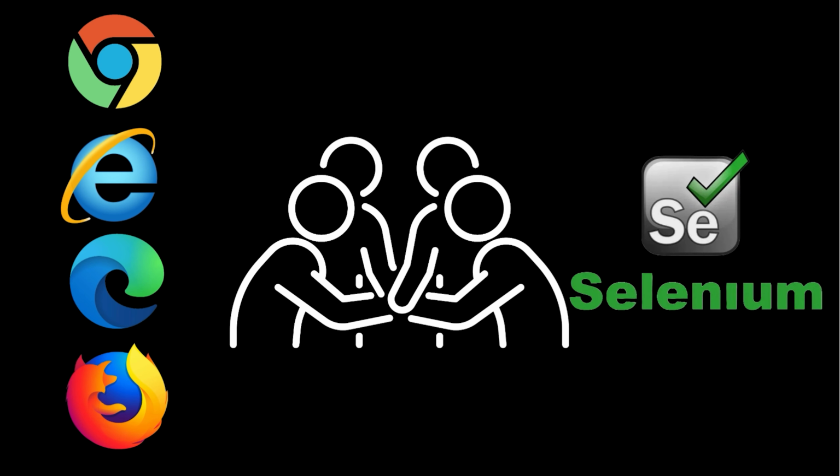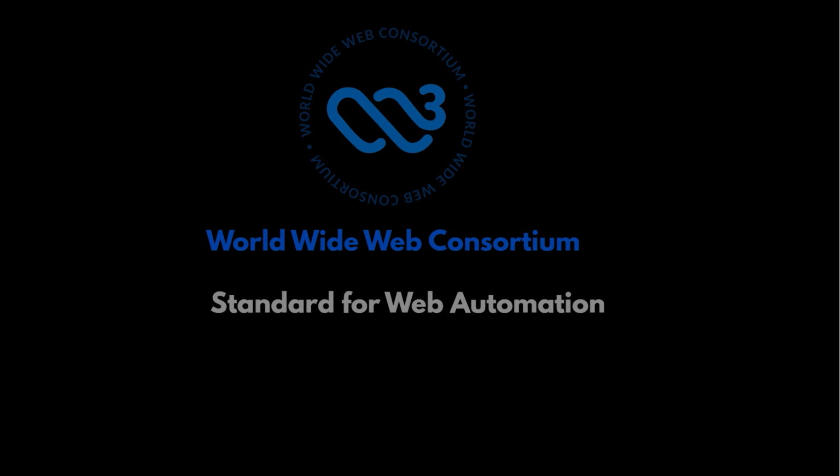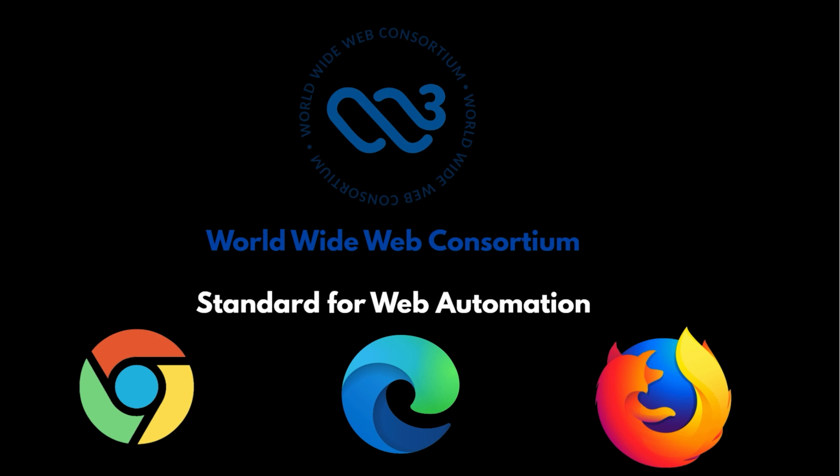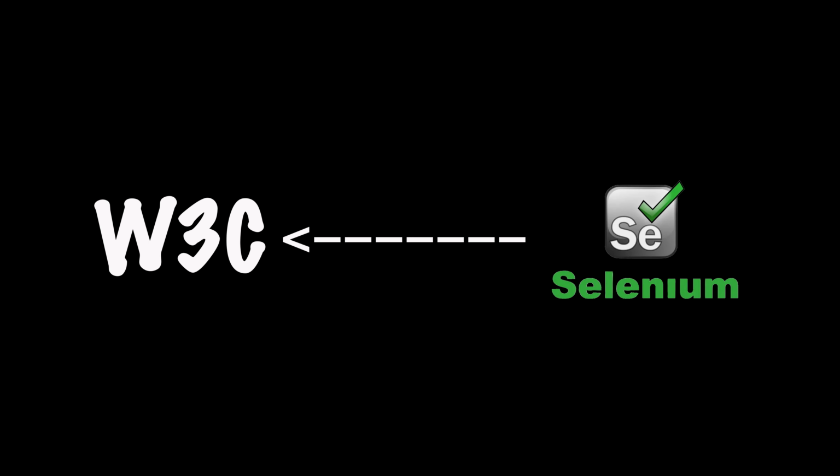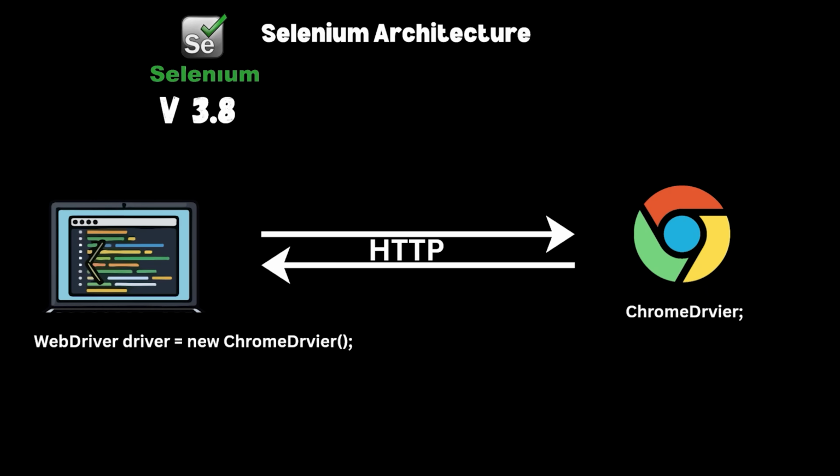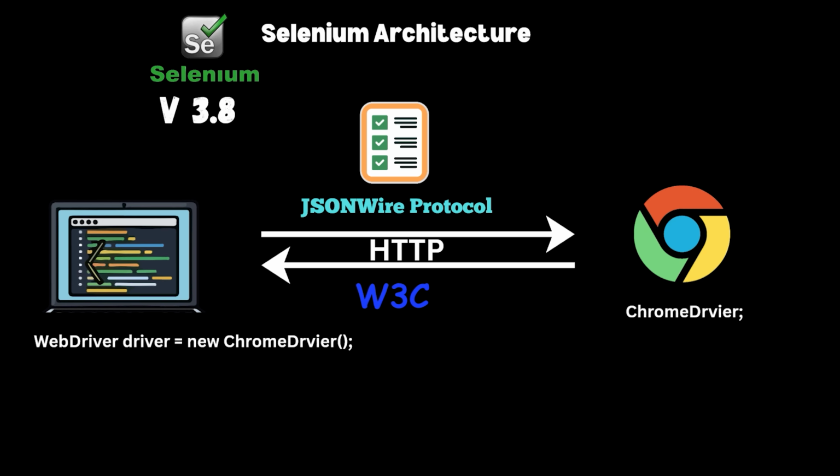So for years, the Selenium team worked with all the browser vendors to create a common protocol which every browser understood the same way, and finally in 2017, W3C was born, and that became the official browser automation standard. And at the same time, Selenium also started adopting W3C. Starting around Selenium 3.8, the project gradually introduced support for the W3C WebDriver standard while maintaining backward compatibility with the JSON wire protocol.